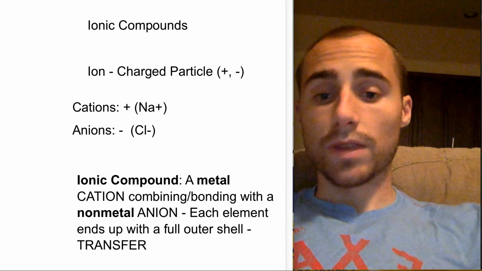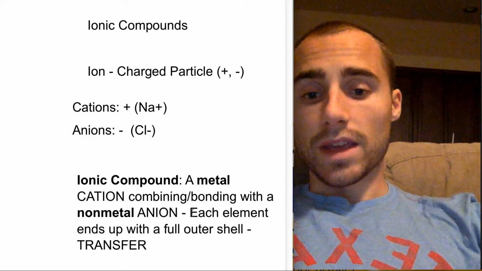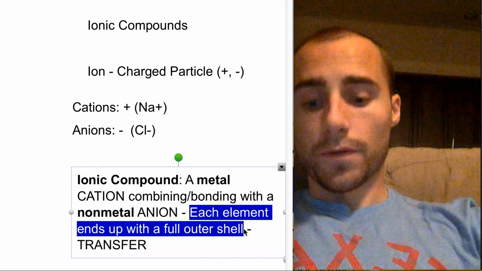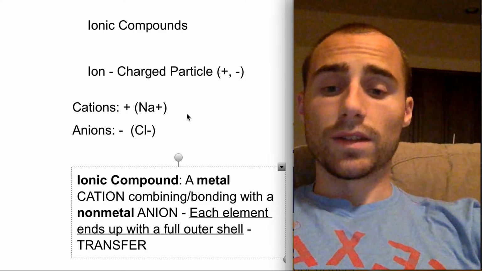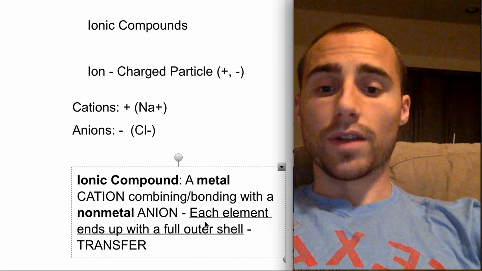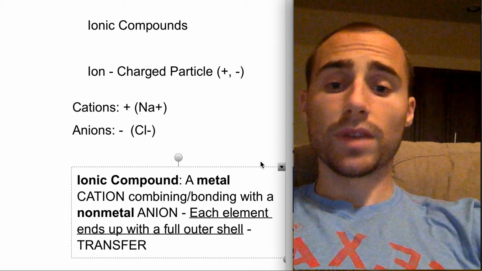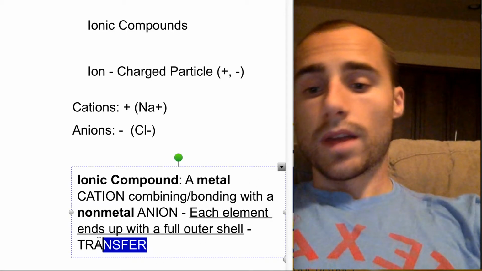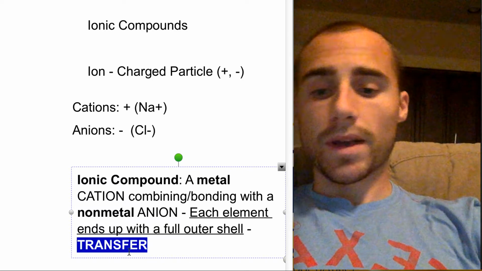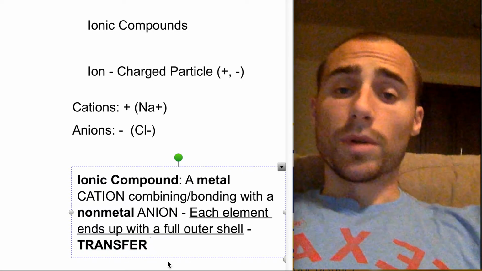And in the end, the reason they do this is because each element will end up with a full outer shell, which we've talked about. That's what every single element wants, is to end up with a full outer shell. And so when an ionic compound comes together, it's a metal and a nonmetal, and they both end up with full outer shells.